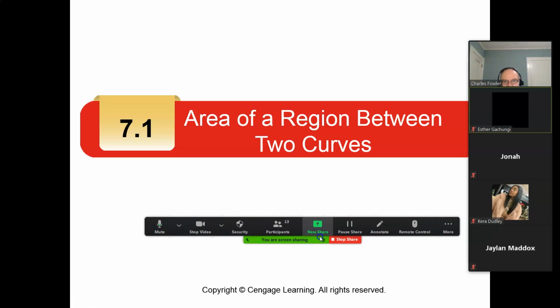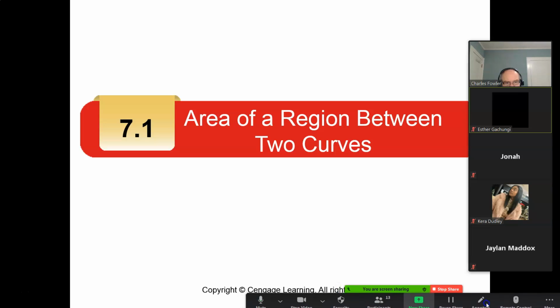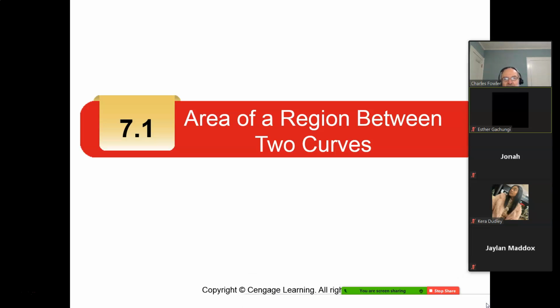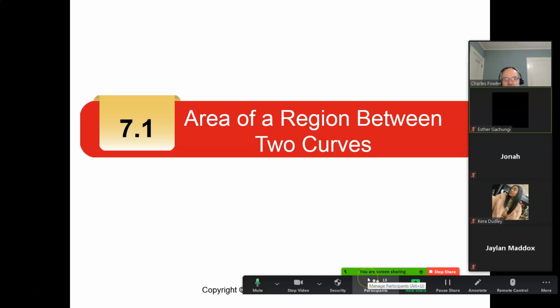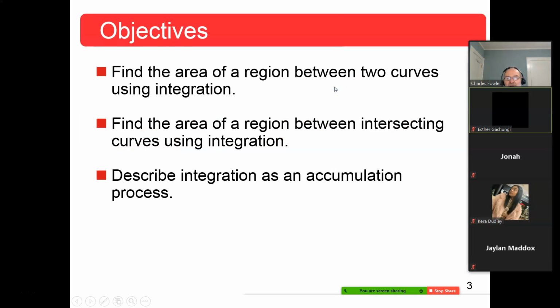I hit the wrong key here, so I'm just moving this out of the way. Now we're going to deal with the area of a region between two curves, not just above the x-axis. The x-axis is a curve, so we were sort of doing this before, but this time we're going to have another curve. For some reason it won't advance, so I have to click on the screen to get it to advance. There we go. Here are our objectives in 7.1.